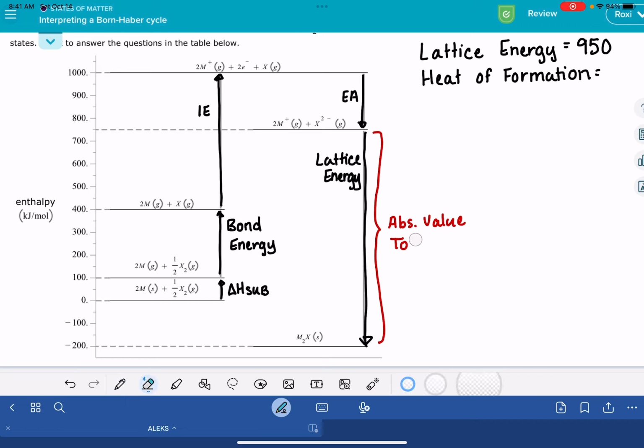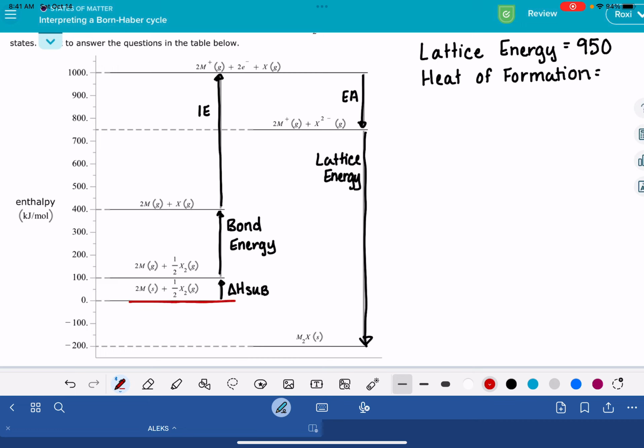Okay, so next question, we're going to be asked to determine the heat of formation, the enthalpy of formation. The enthalpy of formation is the difference between the starting point and the final point on the Born-Haber cycle. So it's going to be this distance right there, starting and final. And this one, you are going to pay attention to sign. So here you're going to go final minus initial, the delta H of formation. That is going to be your final energy minus your initial energy. For me, my final energy is negative 200. My initial energy is 0. And you do want to include the sign here. Got to have the sign in that one.